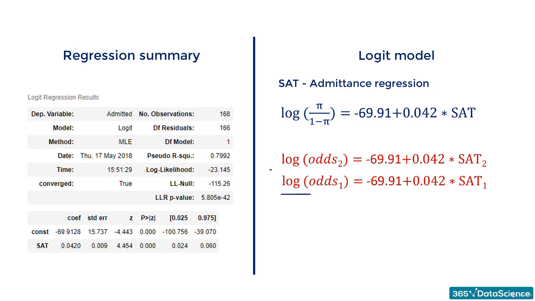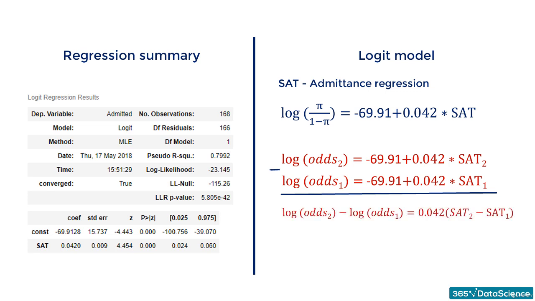Now, let's create their difference. Log of odds 2 minus log of odds 1 equals 0.042 times (SAT 2 minus SAT 1). Looks much better, doesn't it? Now the difference between the logs is the log of the quotient of their arguments. Therefore, log of odds 2 divided by odds 1 equals 0.042 times (SAT 2 minus SAT 1).